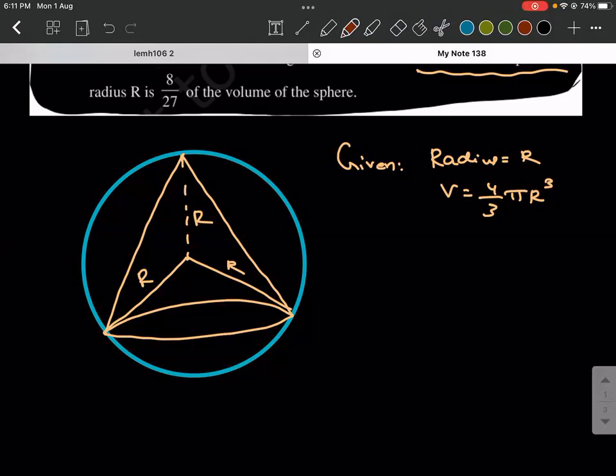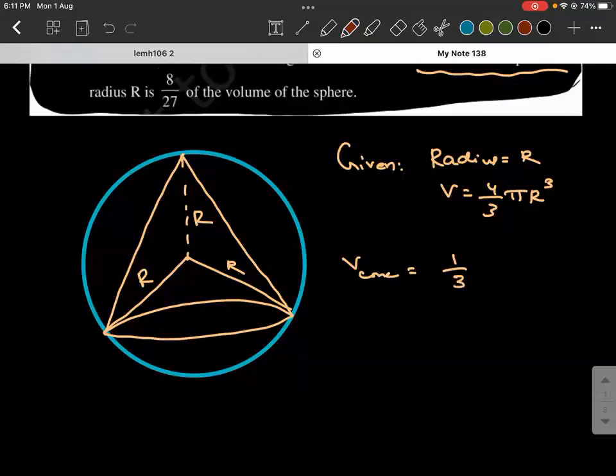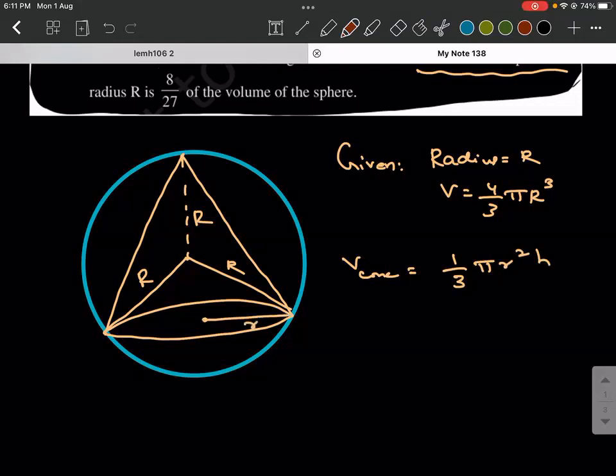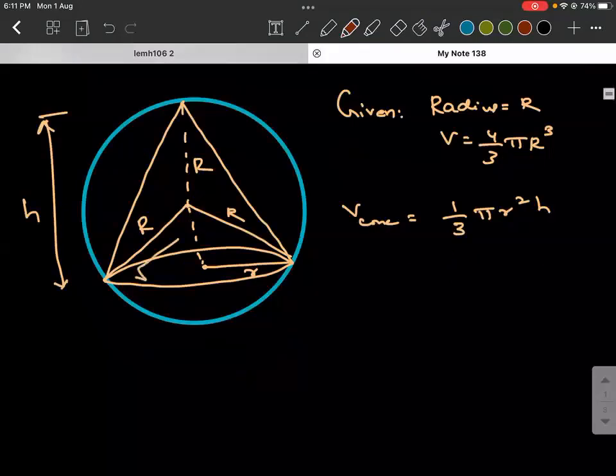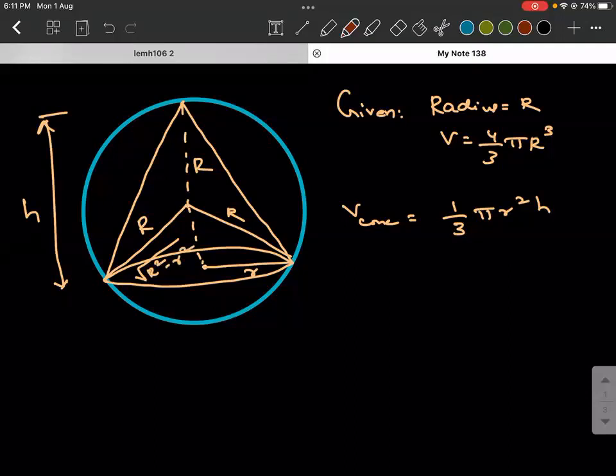Right. So what is the volume of this cone? 1 by 3 pi r square h, if I take the radius of the cone to be small r, and this total height to be h. How do I solve this? So what can I do? This will be the square root of R square minus small r square.